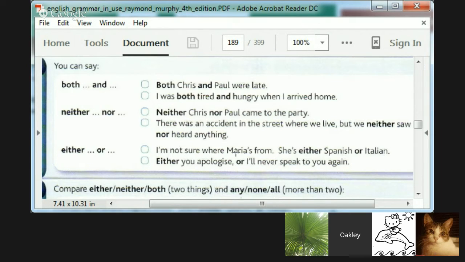Okay. All right, here's another example. Either you apologize or I'll never speak to you again. Okay, here's another usage: basically we use it to give an ultimatum. Either do it or you'll be punished. Okay, that's an ultimatum when we tell somebody, here's your option. You have two options, and that's it. That's called an ultimatum. So we definitely use either or to.